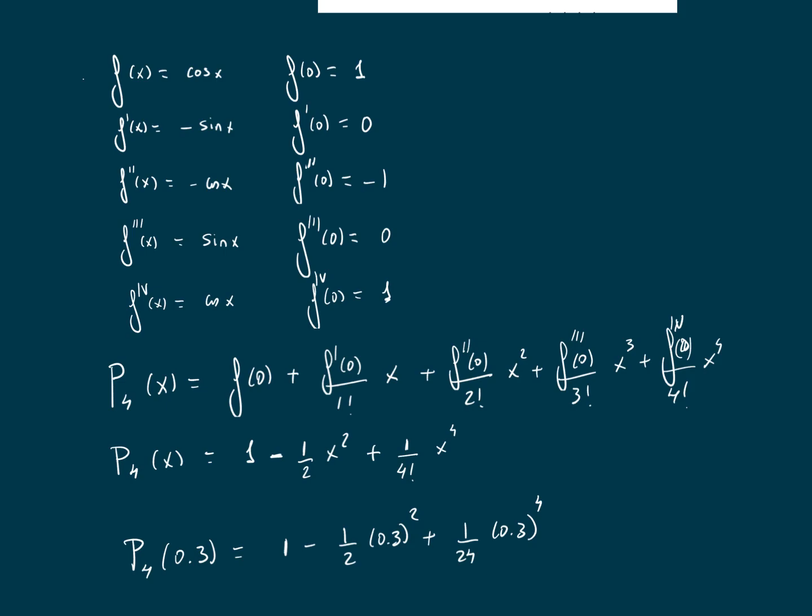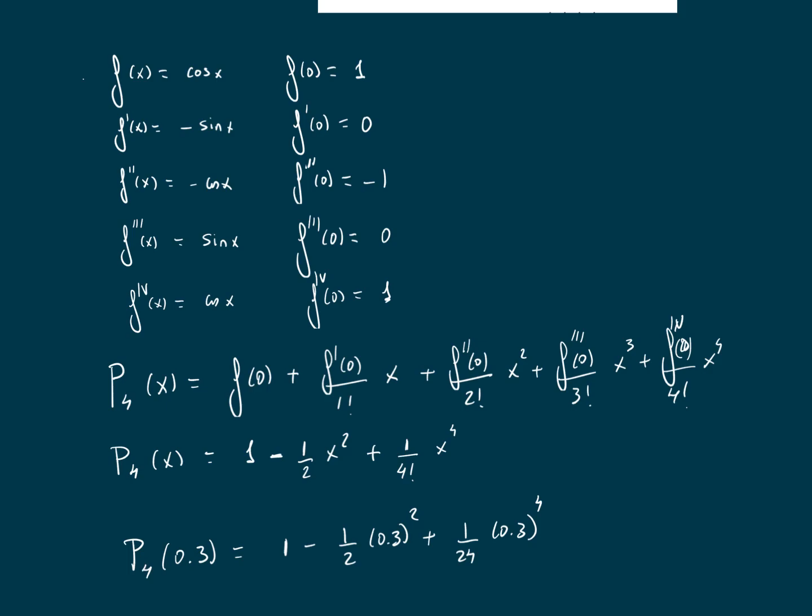So we plug in the numbers. What is f of 0? 1. F of 0 is 1. F prime of 0? 0. F second of 0 is minus 1. F third of 0 is 0. F fourth of 0 is 1. So the Maclaurin polynomial centered at 0 is 1 minus 1 half x squared plus 1 divided by 4 factorial x to the 4.